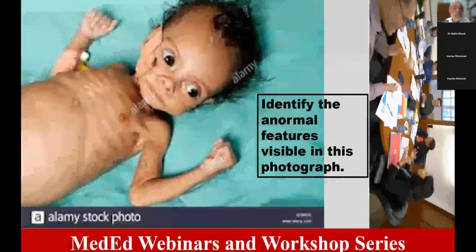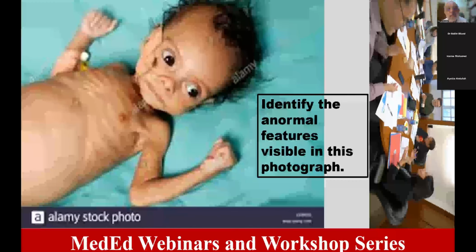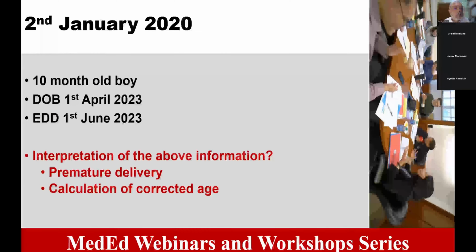Now, we start with this picture and then ask the students to identify the abnormal features visible in this photograph. So they would look at, let's say, the muscle wasting, the ribs being prominent, the eyes being prominent, and the abdominal distension, for example. And then we give the history that this is a 10-month-old. His date of birth is 1st of April, although the EDD was 1st June, so it's a preterm, so they have to interpret this information.